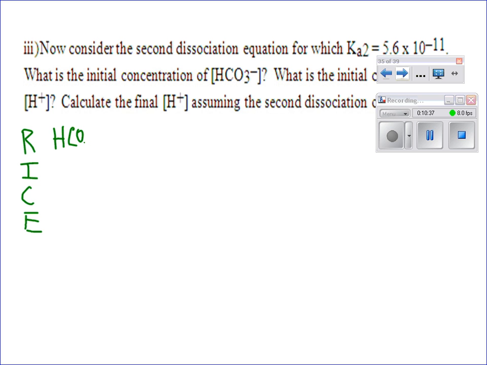We have HCO3 minus. I'm not going to write the plus H2O. I did that earlier. I'm just dissociating it here. And we are going to get H plus and CO3 2 minus.